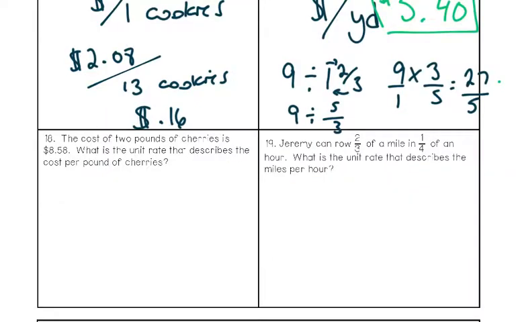Number 18 says the cost of 2 pounds of cherries is $8.58. What's the unit rate that describes the cost per pound? So it tells you in the question, it's cost per pound. So you want to do dollars divided by the number of pounds.